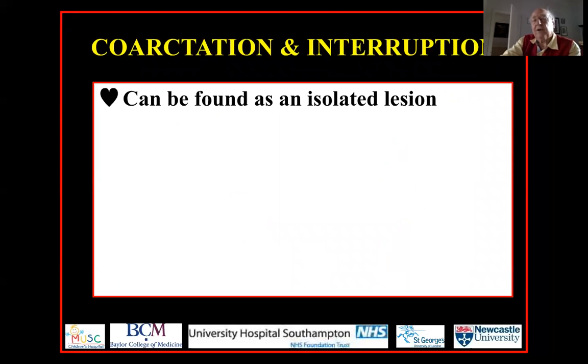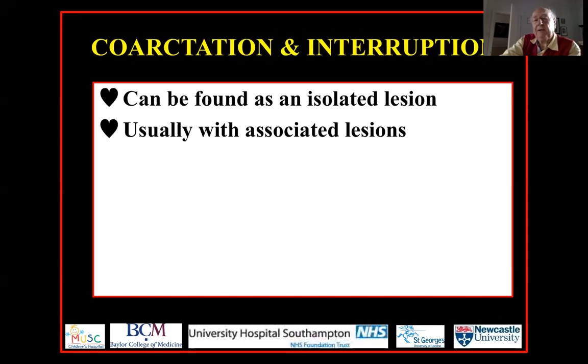So either coarctation or interruption can be found as an isolated lesion. Interruption at the isthmus, most frequently when found as an isolated lesion, is associated particularly with collateral circulation. I'm not aware of interruption between the right common carotid and the right subclavian arteries as being found as an isolated lesion. I think almost always that variant is found with an arterial duct, but interruption at the isthmus, coarctation, can certainly be found in isolation.